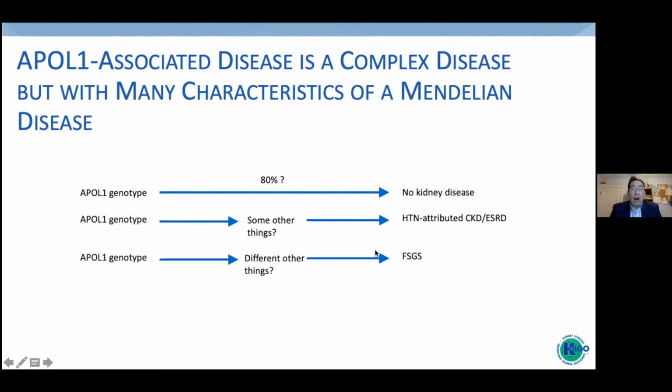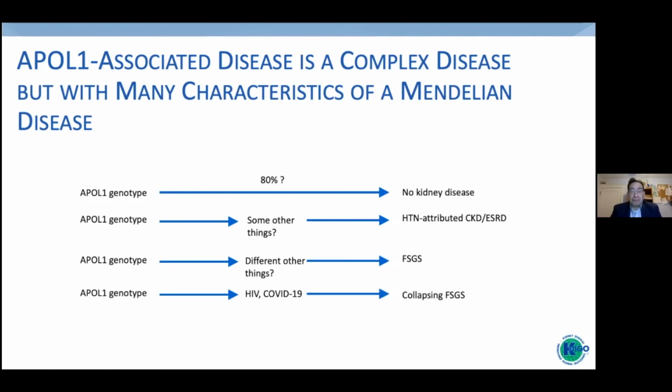So, what are these other things? This is something that's being studied pretty intensively by a variety of groups. Is it one set of other things that leads individuals with a high-risk APOL1 genotype to develop hypertension-attributed CKD? And is it another set of other things that cause people with a high-risk APOL1 genotype to develop FSGS?